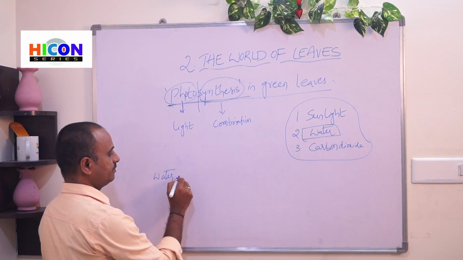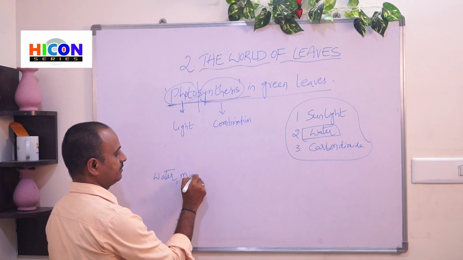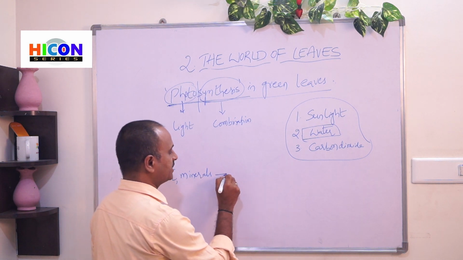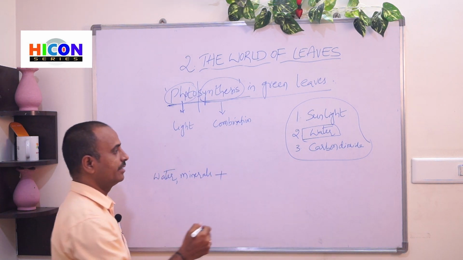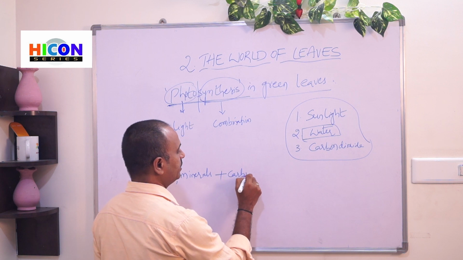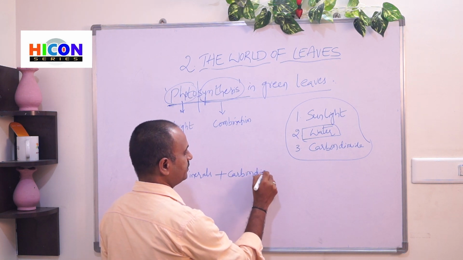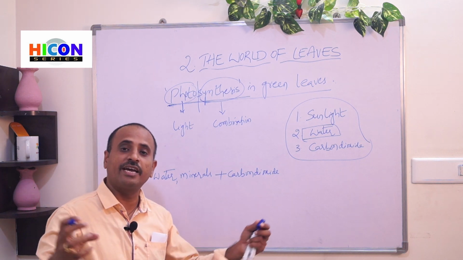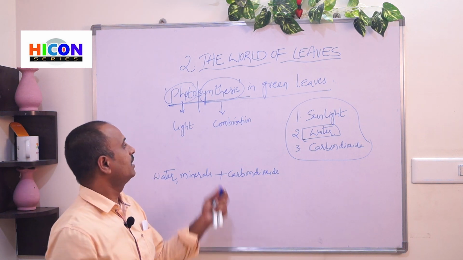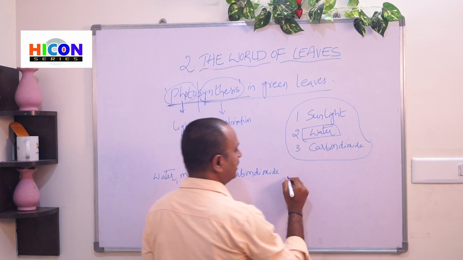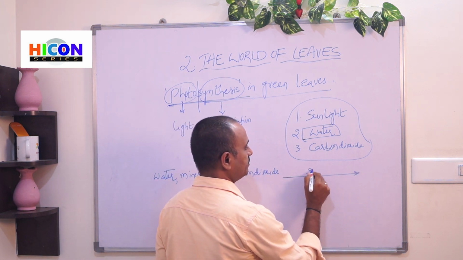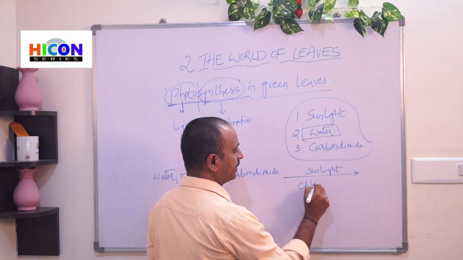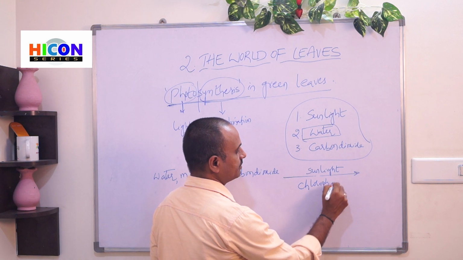So water, minerals, and this water and minerals are mixed up, that means combined with carbon dioxide present in the air. So this water, minerals and carbon dioxide are mixed up with the help of sunlight and chlorophyll present in the leaves.